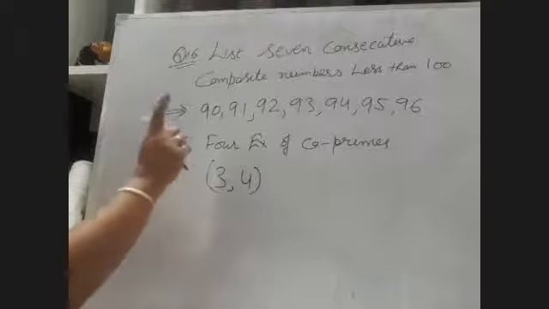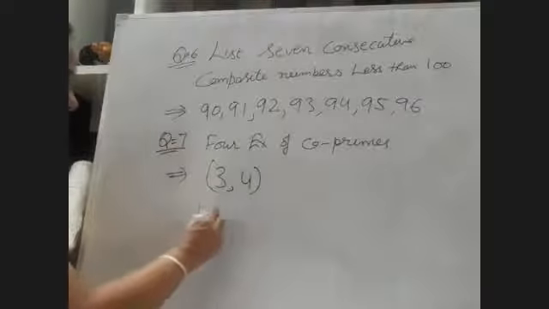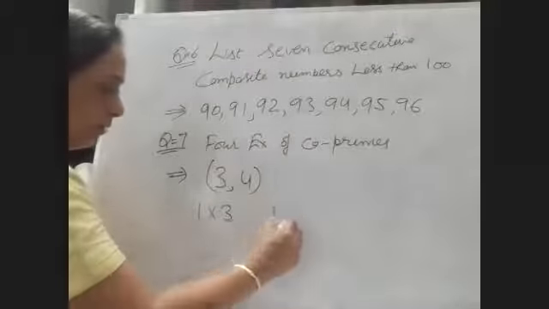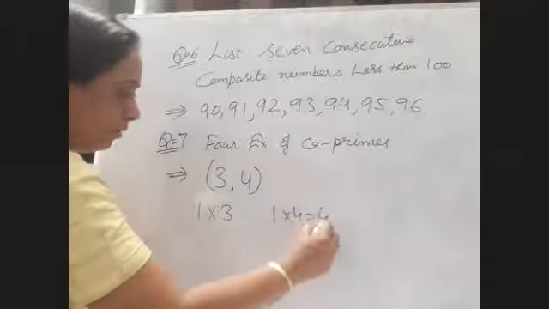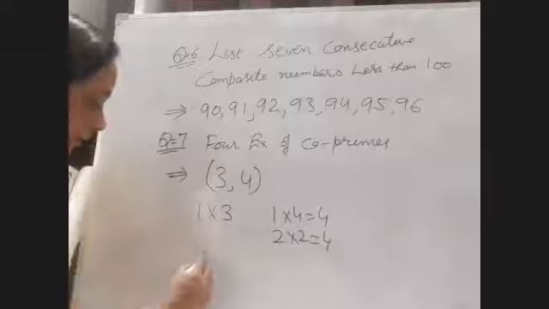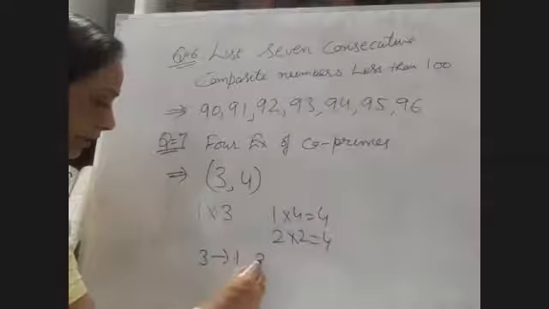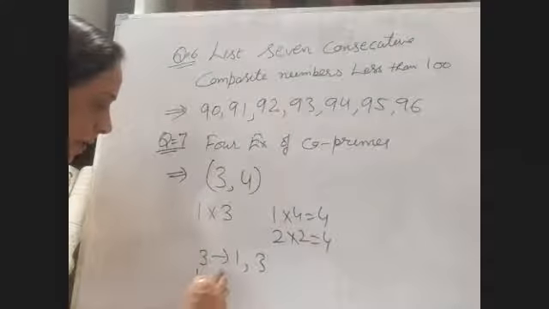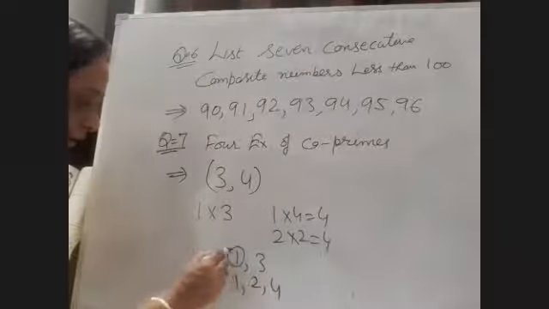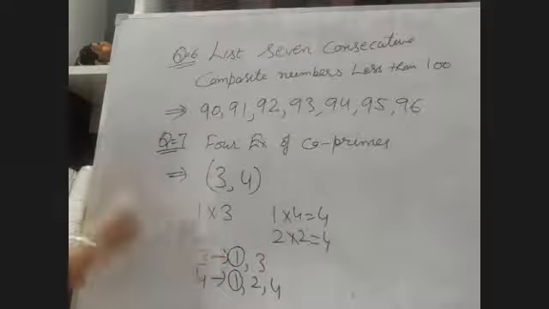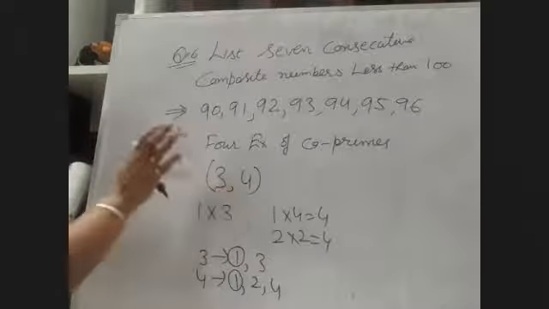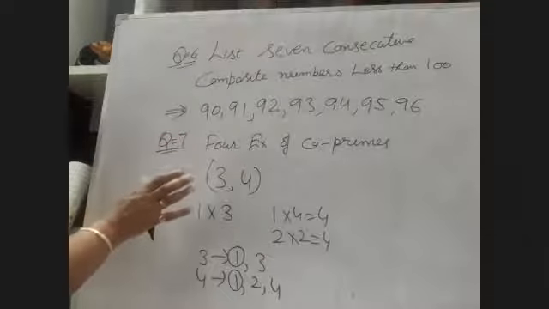Now find all factors of 3: 1 and 3. All factors of 4: 1, 2, 4. Now check the common factor. The common factor is 1. So it means 3 and 4 are co-prime numbers.